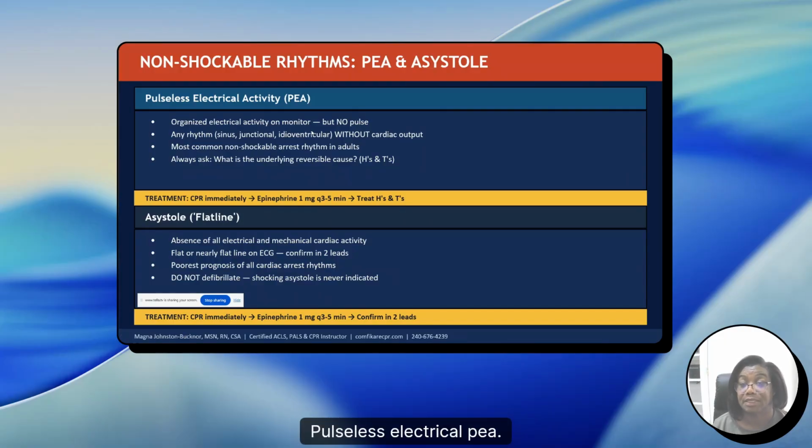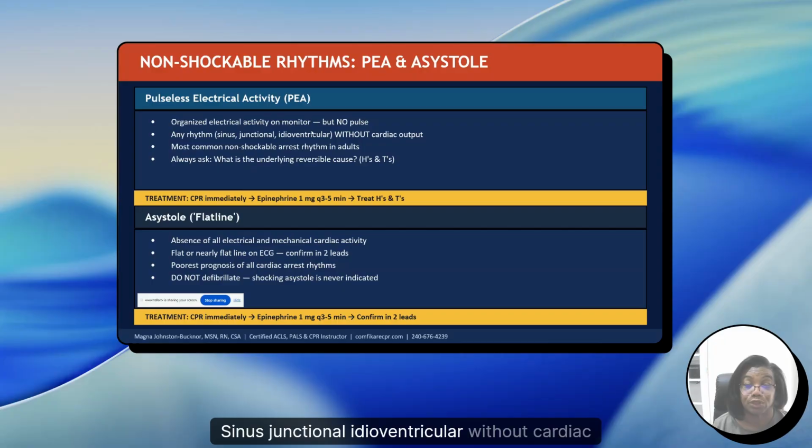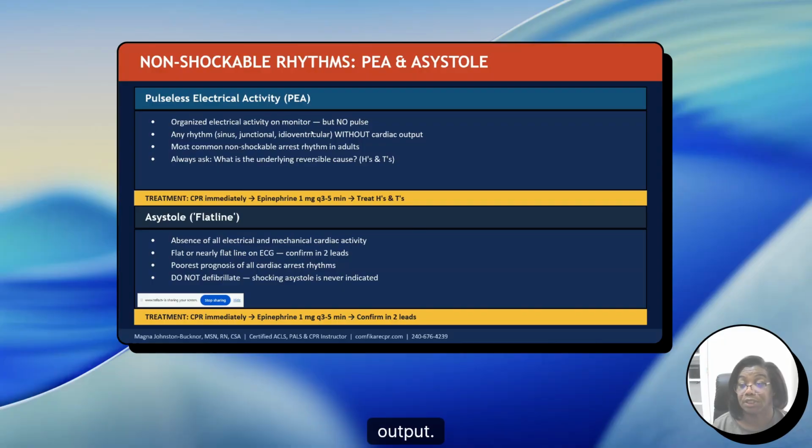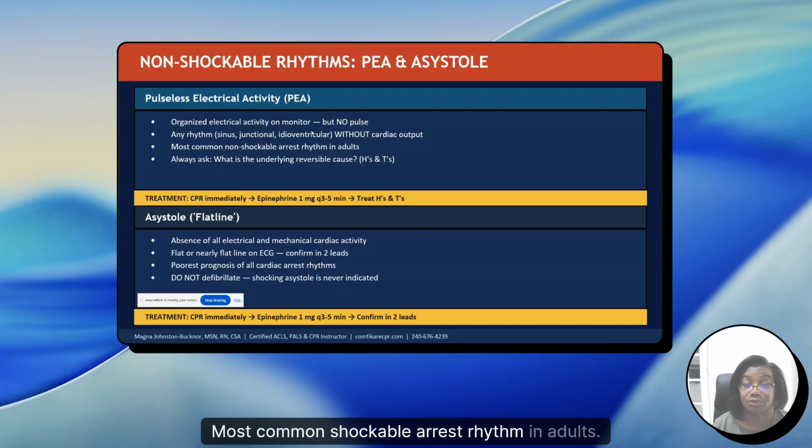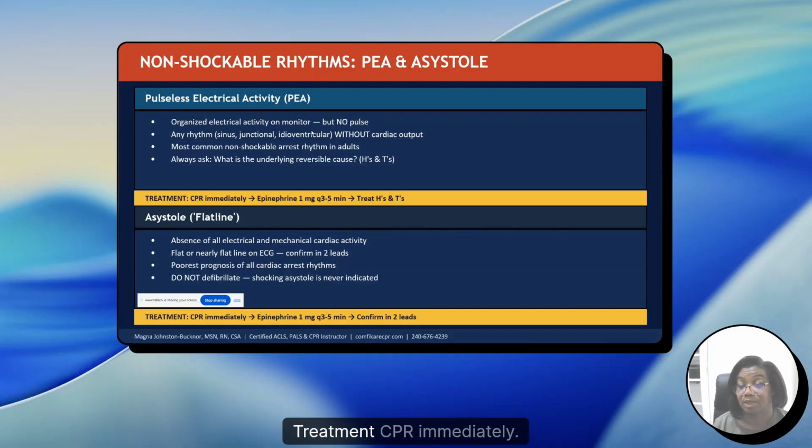Pulseless electrical activity, PEA: organized electrical activity on the monitor, but there is no pulse. Any rhythm, sinus, junctional, idioventricular, without cardiac output. Most common non-shockable arrest rhythm in adults. Always ask, what are the underlying reversible causes, the H's and T's? Treatment: CPR immediately. Epinephrine 1 mg every 3 to 5 minutes, treat your H's and T's.